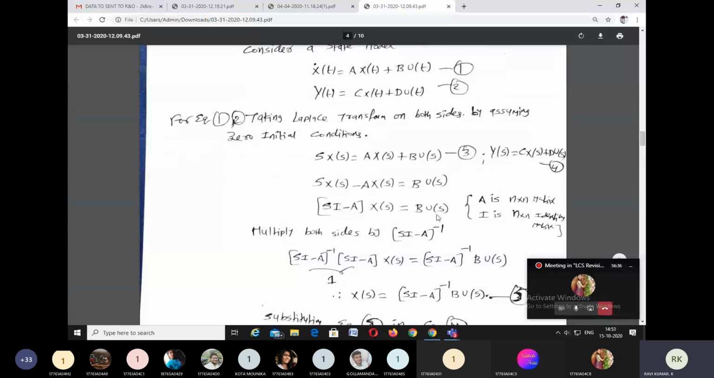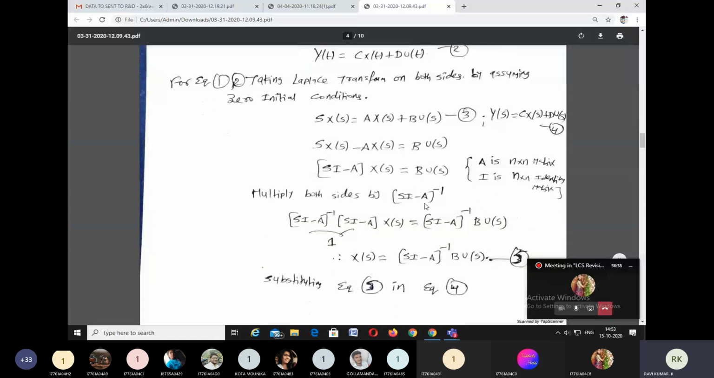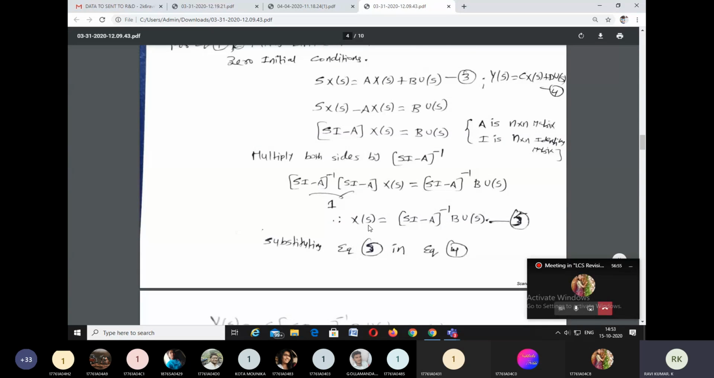Now for this equation, I am going to multiply with (sI minus A) whole inverse. If I multiply with (sI minus A) inverse on this side, the inverse into (sI minus A) becomes identity, right? So X(s) is equal to (sI minus A) whole inverse into B into U(s). Now what we require is the transfer function.